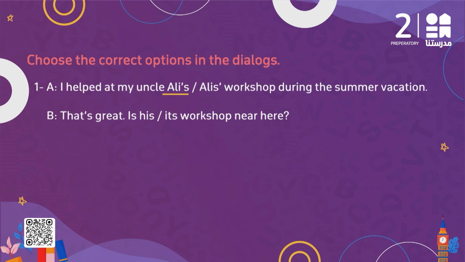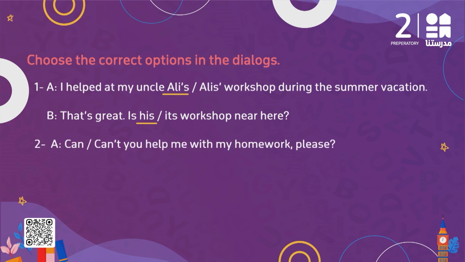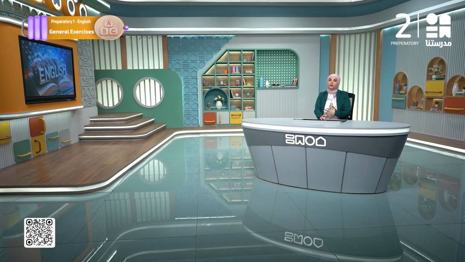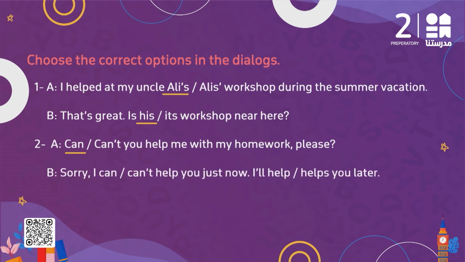B. That's great, is his or its workshop near here? So here we're speaking about Uncle Ali. Uncle Ali is a man, so is his workshop near here? If we were speaking about a workshop, you would say it. Can or can't you help me with my homework, please? So I'm trying to ask you politely for something. Will I say, can you help me with my homework, please, or can't you help me with my homework, please? Which one? Can. So can you help me with my homework, please? Here I'm trying to be polite.